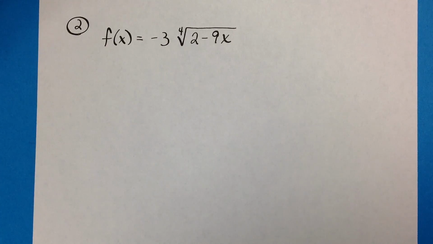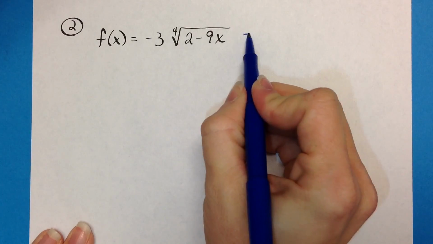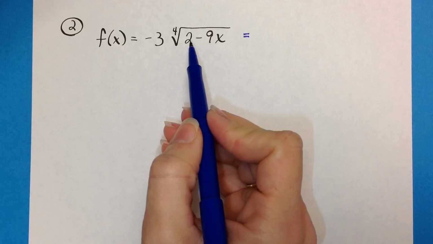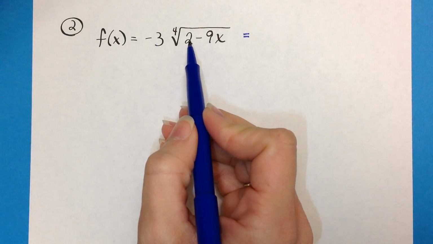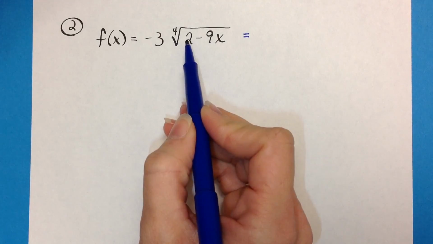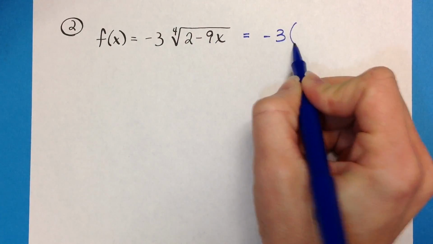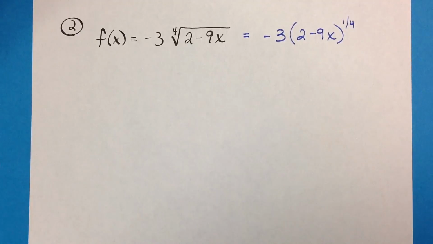Okay, this one is actually similar to the one we just finished, because you will actually start out with power rule. First of all, you would need to rewrite this. So anytime that you have a radical, you've probably already got accustomed to this at this point, you have to rewrite this in exponential form. So this would be the same thing as negative 3 times 2 minus 9x to the 1/4 power.